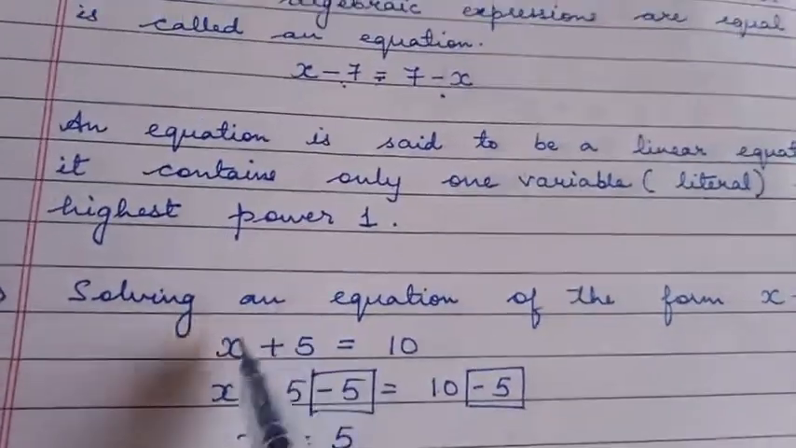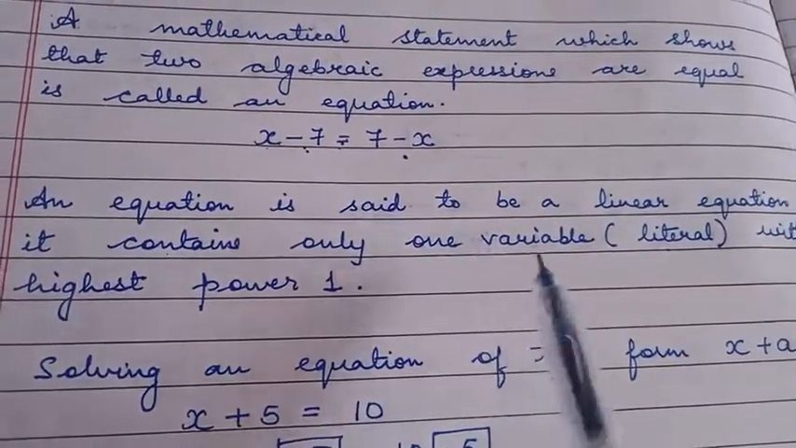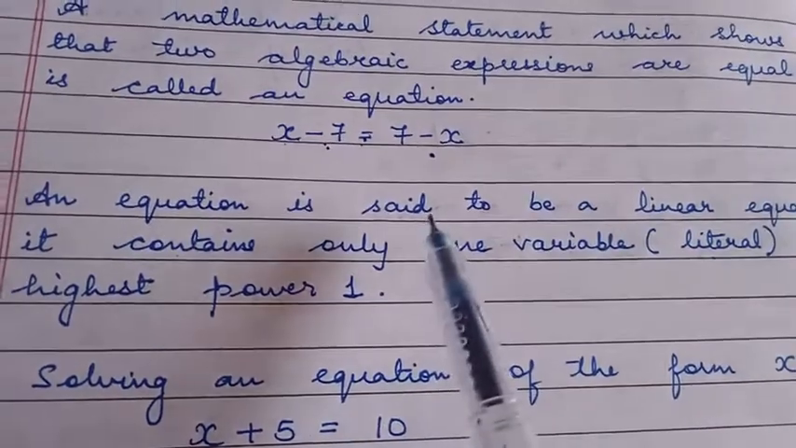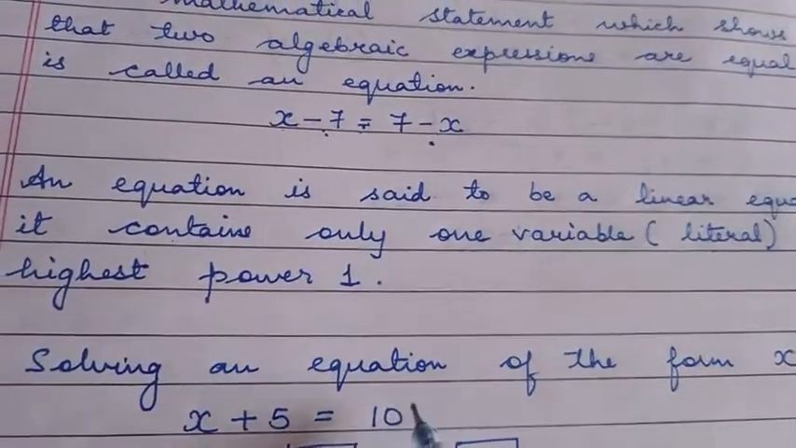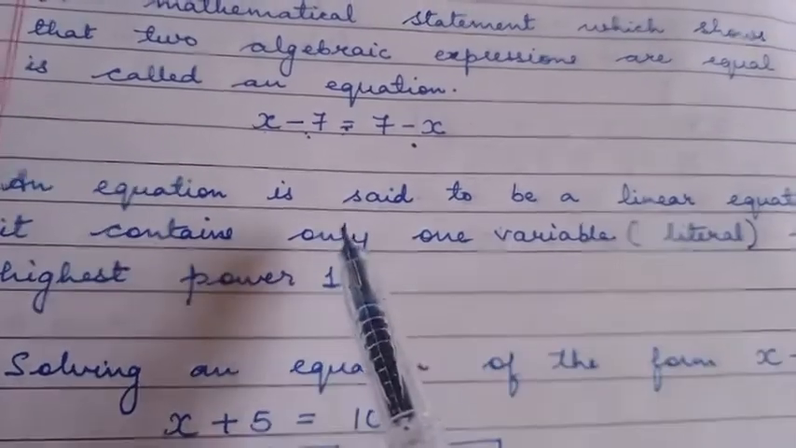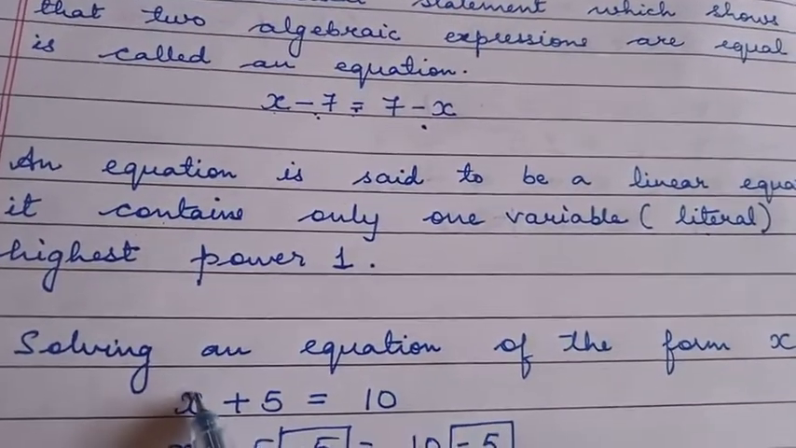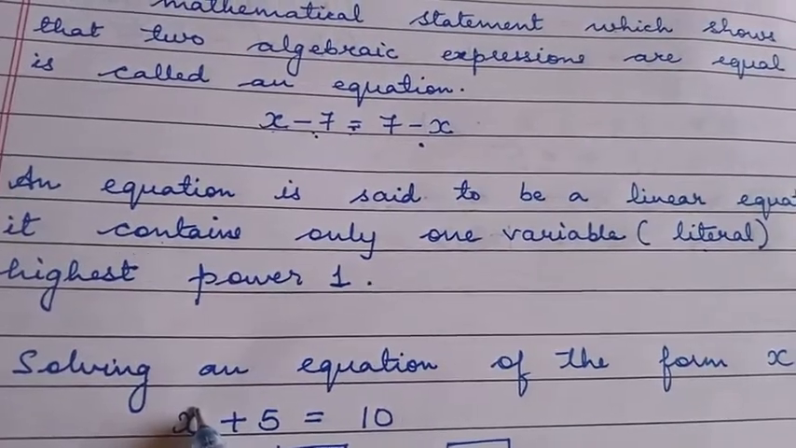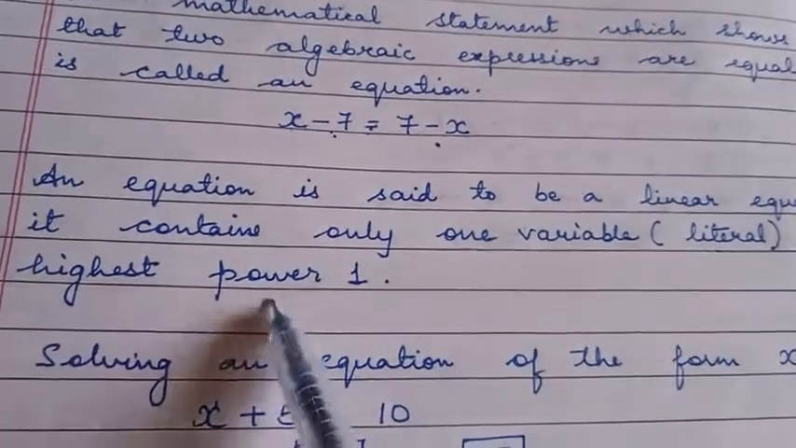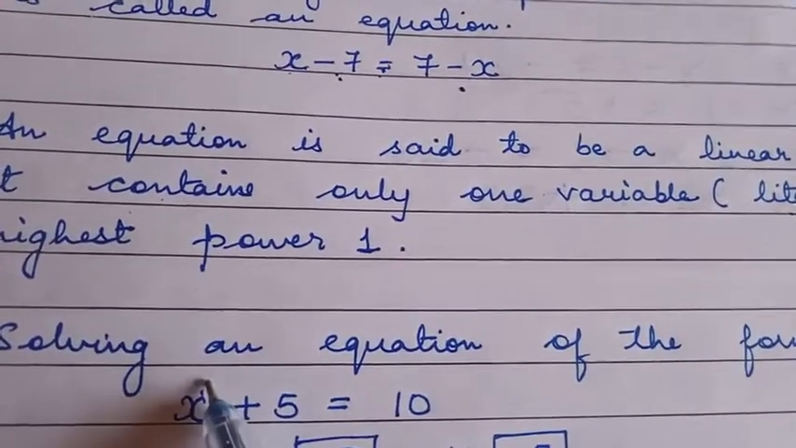Now you can see here example, x plus 5 is equal to 10. If I have taken this example, x plus 5 is equal to 10, why is it called linear equation? First point, because it has only one variable. Which is that variable? You can see here x is the variable. One and only one variable. And second, with highest power 1. What is its power? Nothing is there, means it is considered as 1.